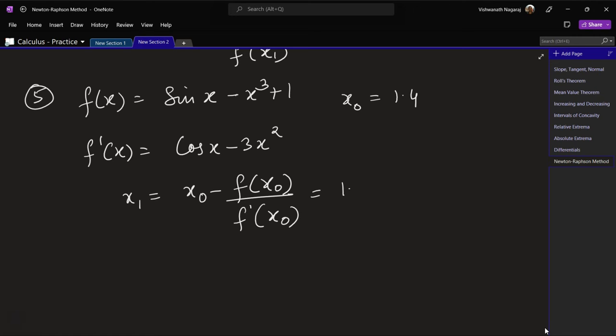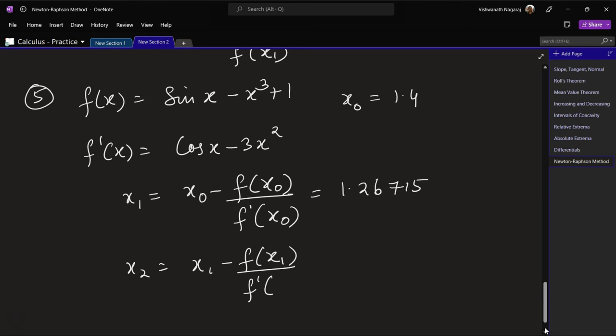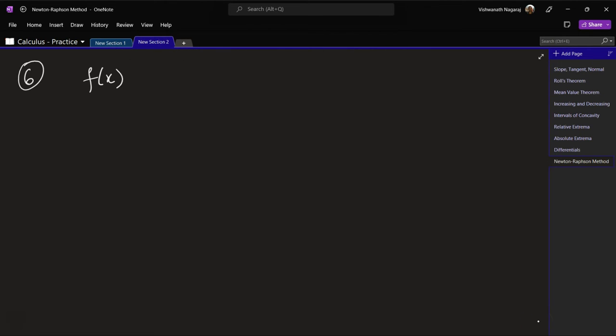Evaluate it, we get 1.26715. X2, the second iteration, will give us x1 minus f of x1 by f prime of x1, which gives us 1.24936. So this is the zeros of this. If you want more accurate numbers, you'll have to keep repeating this till a sufficient number of decimal digits start to repeat.